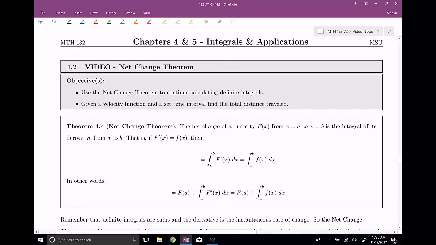Again, we're talking about the net change theorem in this video. So we're going to use the net change theorem to continue calculating definite integrals. And then we're going to, maybe given a velocity function and a specific time interval, find total distance traveled or displacement or things like this. So some real world problems.